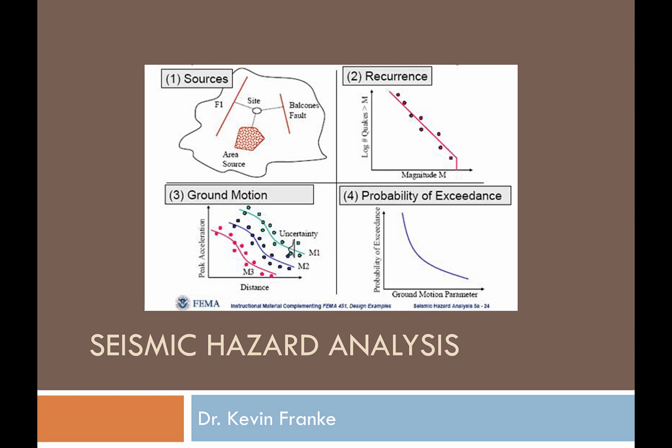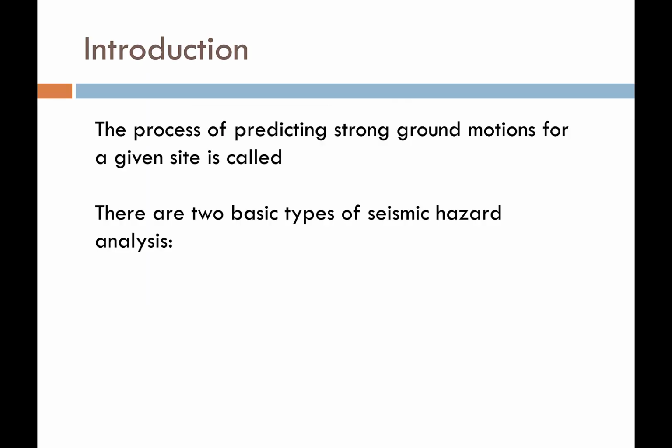So the next thing that we need to understand is how we take ground motion prediction equations and use them for the purpose of predicting some future earthquake that hasn't occurred yet. And the process of doing that, of using those equations to predict strong ground motions for some future earthquake, is what we call a seismic hazard analysis, or an SHA. Sometimes you'll see it look like that, an SHA.